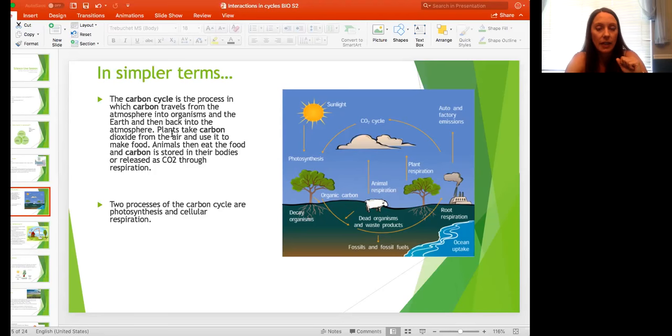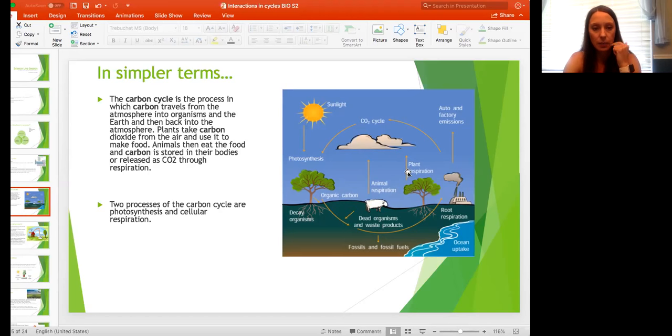And what we're looking at there is plants. Plants take carbon dioxide from the air and use it to make food. You guys remember how plants make food? What is that process? A producer making their food, it's called photosynthesis. Animals then eat the food because we're consumers. Humans are animals. Think about that. They eat the food and carbon is stored in their bodies and released as CO2 through respiration. So lots of important stuff happening in that quick little description.